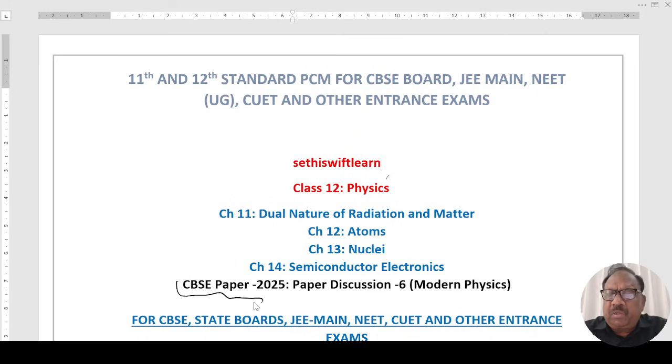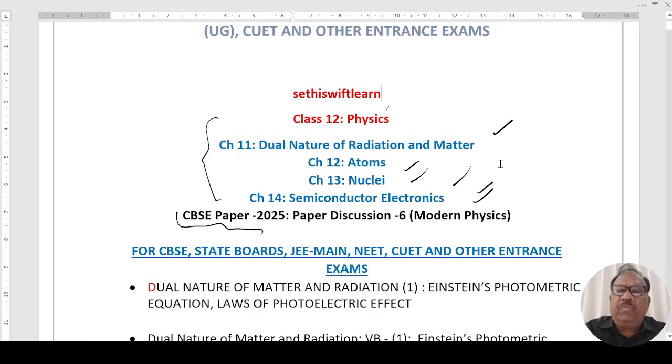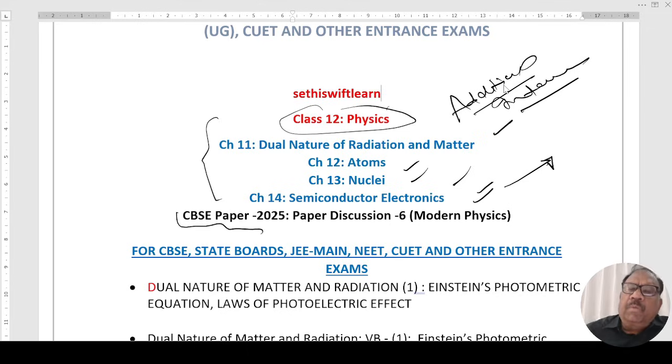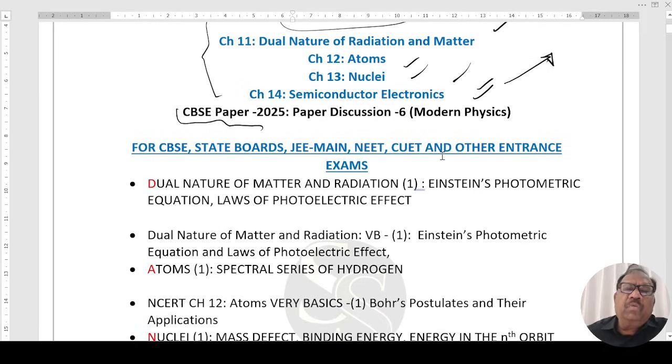CBSE paper 2025 paper discussion on modern physics, which covers the topic dual nature of radiation and matter, atoms, nuclei and semiconductor electronics of class 12 physics. In today's session we are going to discuss in detail and also with additional information. It is very important for the CBSE board exam.